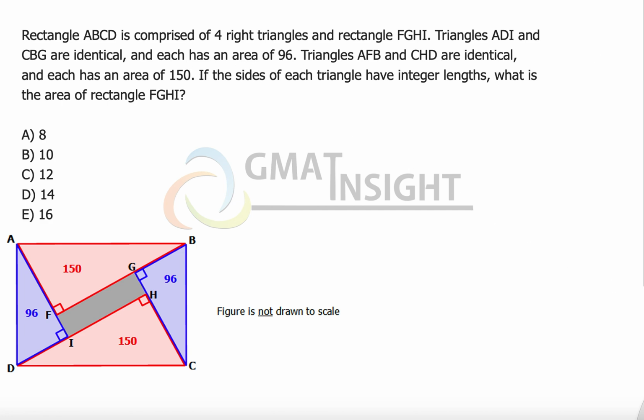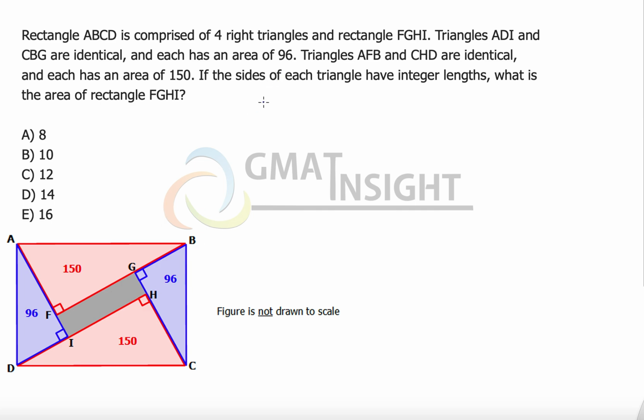Rectangle ABCD is comprised of 4 right angle triangles. So here we see that these are 4 right angle triangles, and the triangles ADI and CBG are identical. These two are identical triangles, and the other two also are identical triangles.